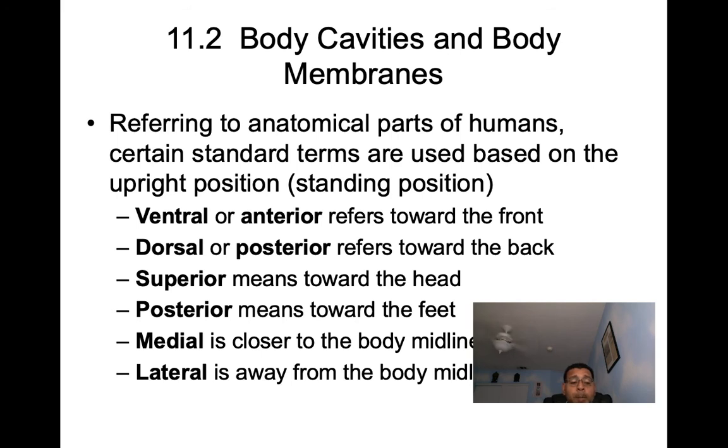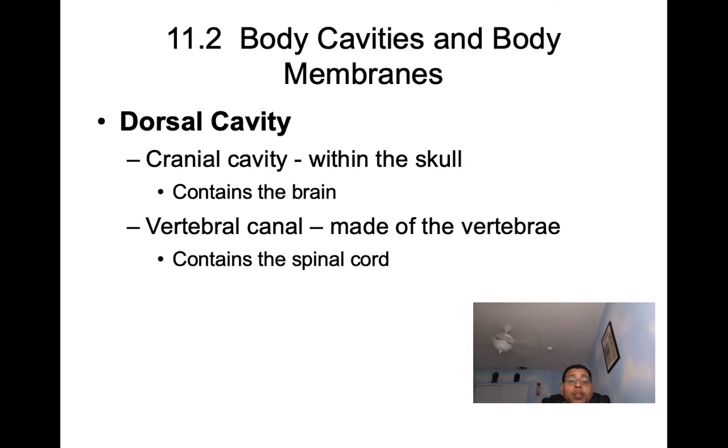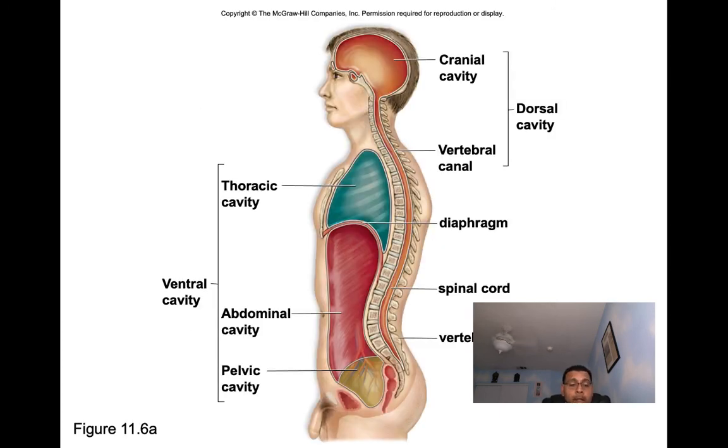Now, when referring to appendages like an arm or a leg, proximal means closer to the trunk of the body. So here you can see this part is the proximal end, and then my wrist is the distal end. Here we can see the body is divided into two main cavities, the ventral cavity and the dorsal cavity. We can see them here.